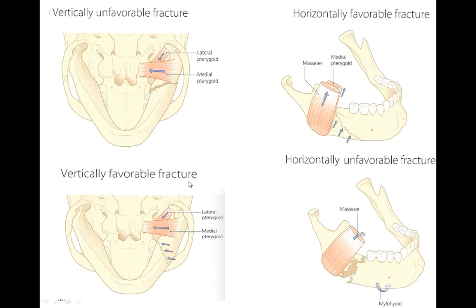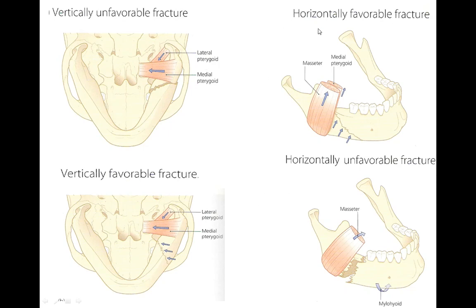I'll explain. See, this is lateral, this is medial. Laterally more posterior, medially more anterior. The fracture segment separates because of medial pterygoid and lateral pterygoid muscles. So we say vertically unfavorable type of fractures. See here, vertically favorable type of fracture. Here you can explain it as laterally more anterior, medially more posterior.